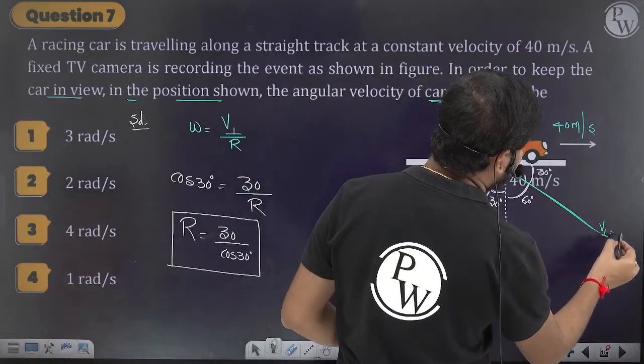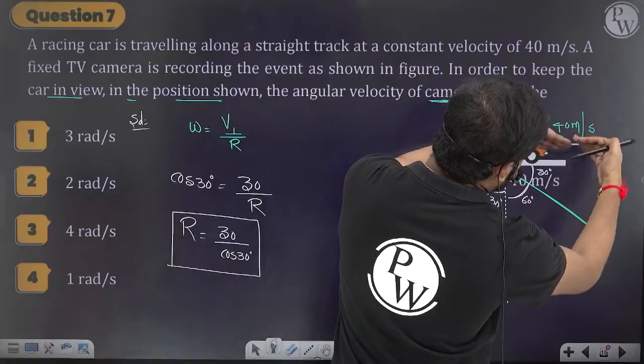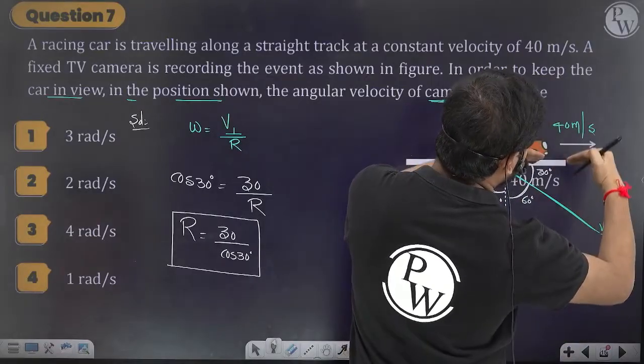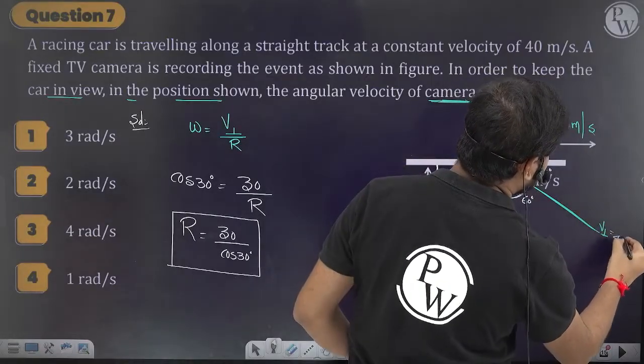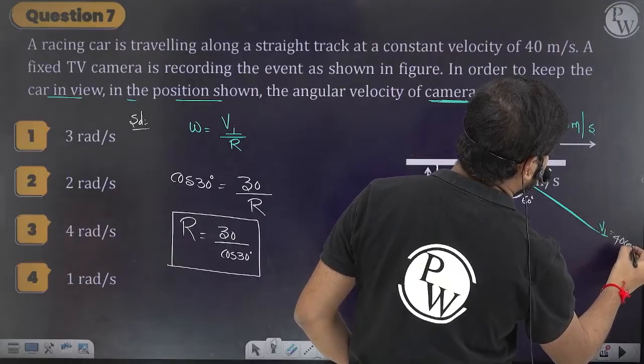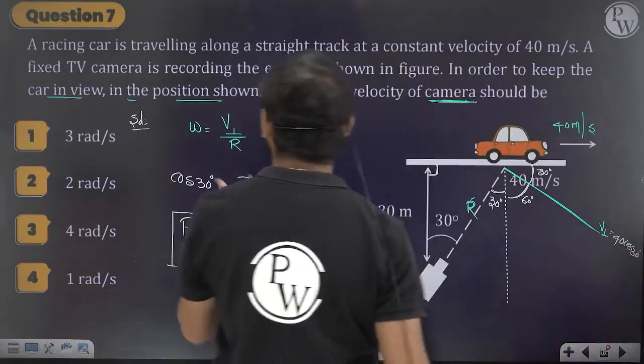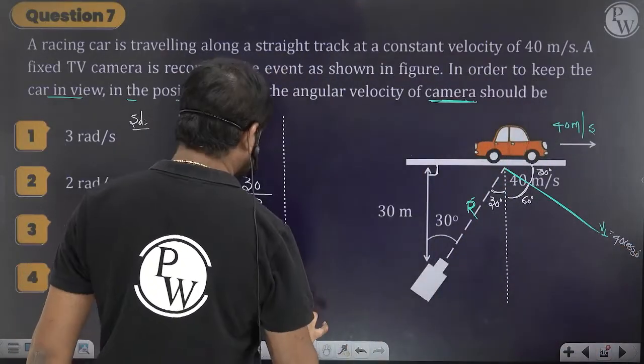So the v perpendicular will be 40 cos 30. This side we get 40 cos 30 degrees. So I got the v perpendicular also. Now let's substitute the values.